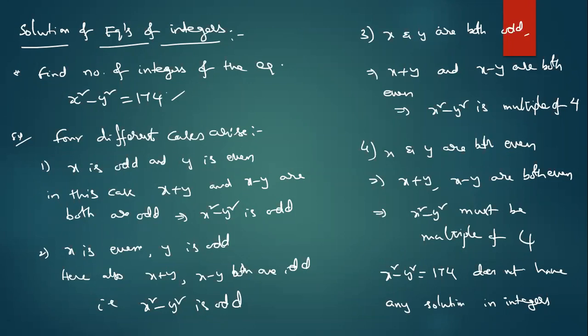We should verify like this. The hit and trial method is not possible. Take x is equal to 1, y is equal to 1, like that.